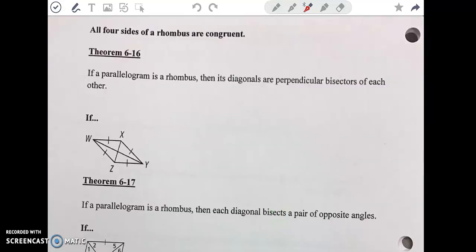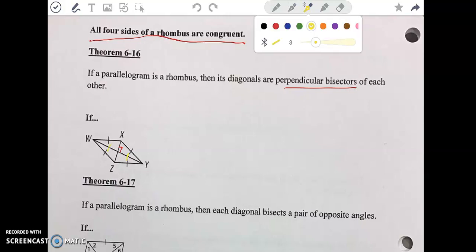All right, got a couple theorems to go over. One thing I wanted to show that all 4 sides of a rhombus are congruent. Okay, so squares can be rhombuses. Actually, squares are rhombuses, but not all rhombuses are squares. A little confusing, but think about it for a second. Okay, if a parallelogram is a rhombus, then its diagonals are perpendicular bisectors of each other. Okay, so what that means basically is you create right angles and you're also creating equal lengths on their bisectors.